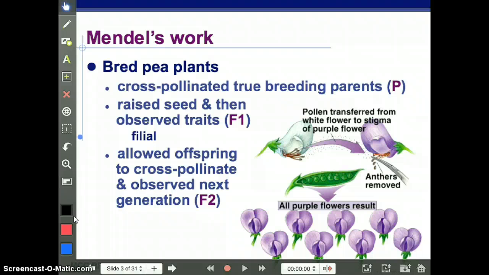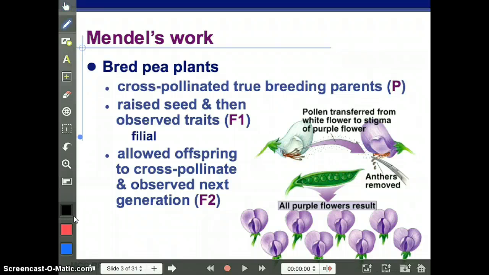Now, remember, as sophomores, we talked about how some plants can self-fertilize, but also cross-pollinate with the help of the abiotic factor of the wind. In fact, here, Mendel played the abiotic factor as the wind, and he would take a particular flower and cross it with another flower of a different color. So cross-pollinated between true breeding parents.